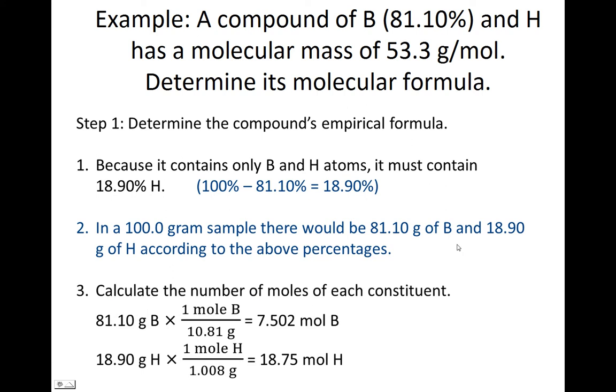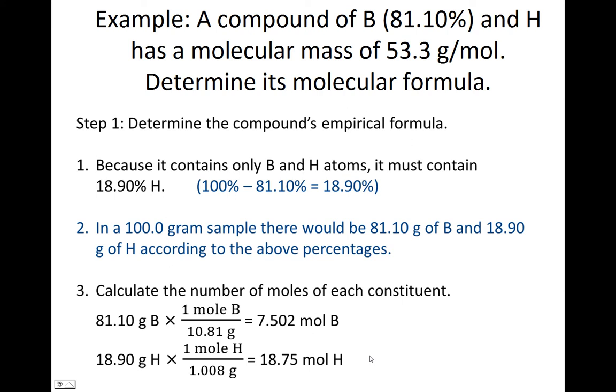And now that I have my masses, I can convert them to moles using their atomic masses from the periodic table. The periodic table tells me if I have 10.81 grams of boron, I have 1 mole of boron present. So I can convert my 81.1 grams into 7.502 moles of boron. And I take my mass of hydrogen, divide by my atomic mass of hydrogen, I get moles of hydrogen. You'll notice my grams cancel, I end up with moles.